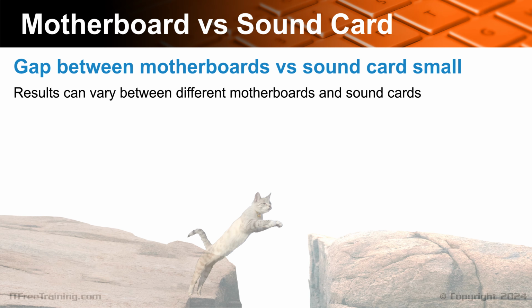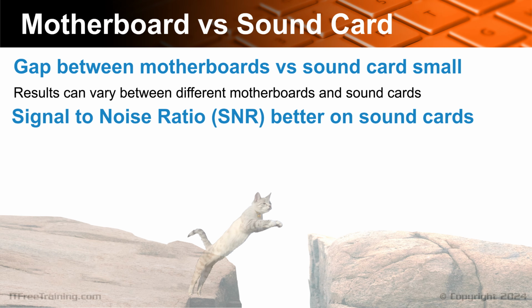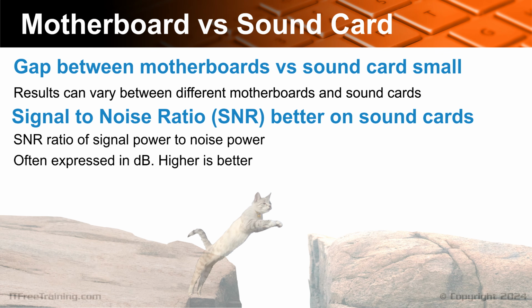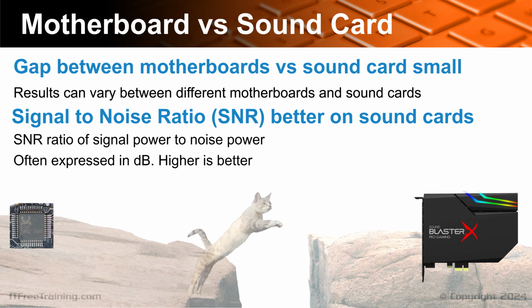One of the reasons you may want to purchase a sound card is generally they have a better signal-to-noise ratio, or SNR. SNR is the ratio of signal power to noise power. Essentially, in basic terms, when you turn the volume up, this is how much noise you can expect to get. This ratio is often expressed as a signal in decibels, where higher values mean less noise and thus is better. To get an idea, let's compare a motherboard sound chip to a sound card. In this example, and your results may vary, the motherboard sound chip has an SNR of 97 decibels.